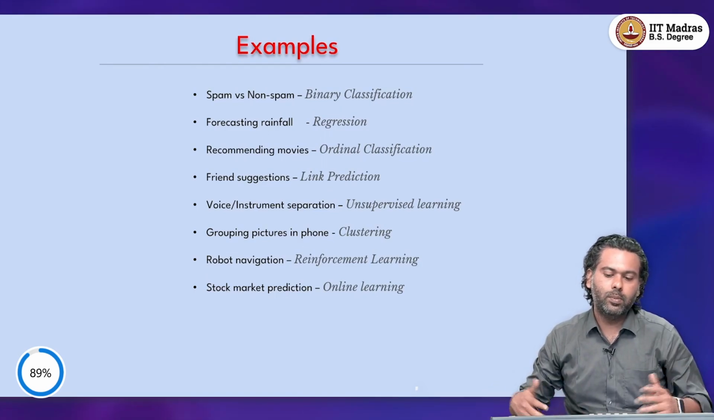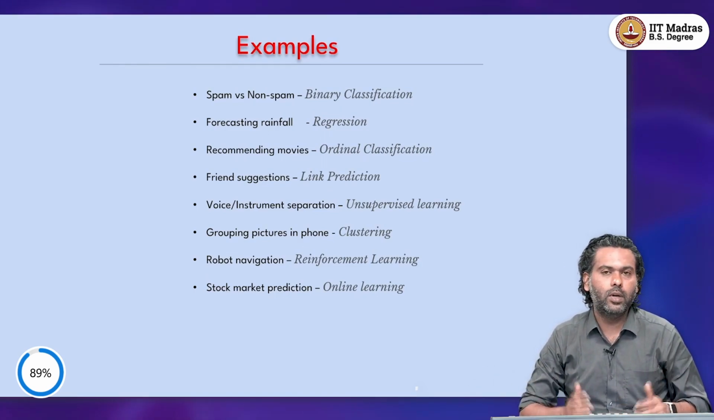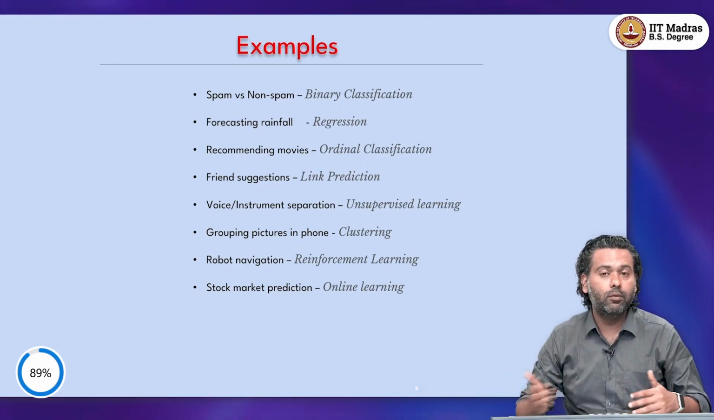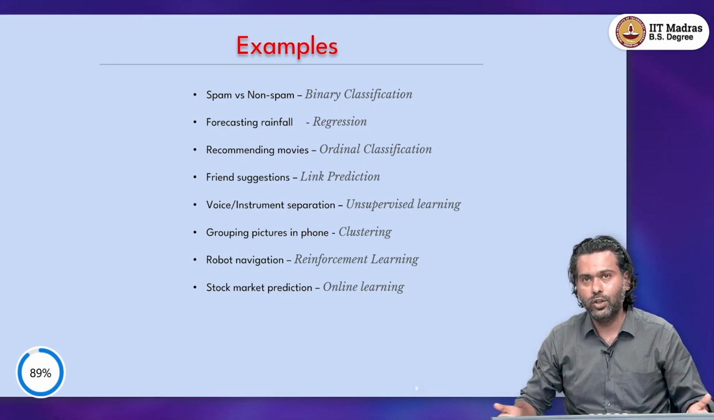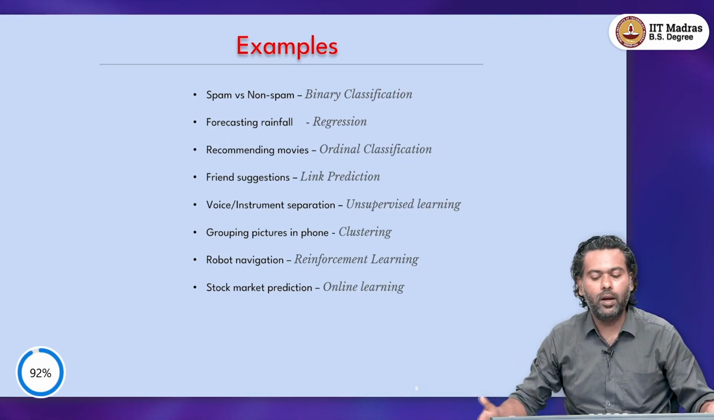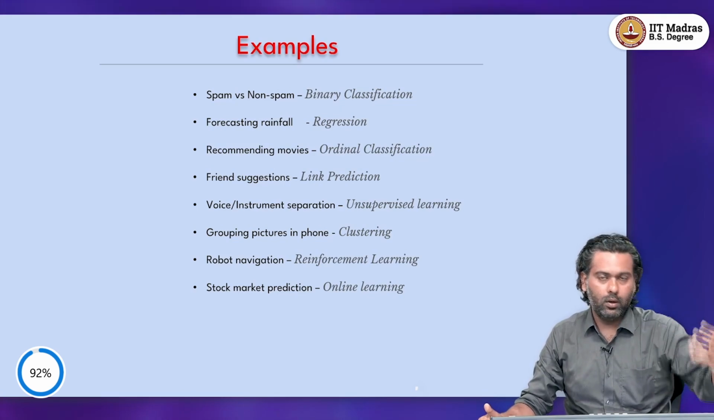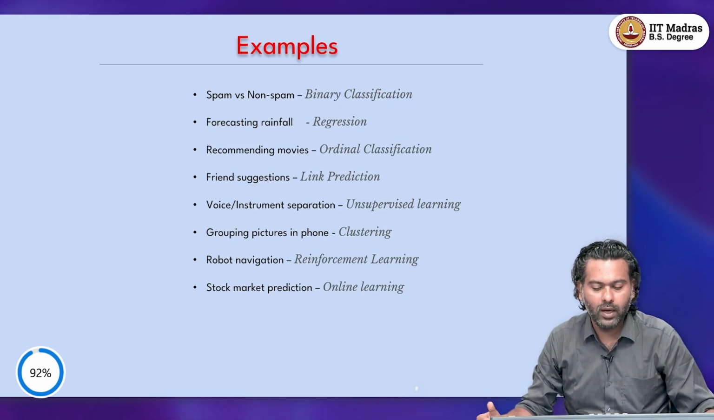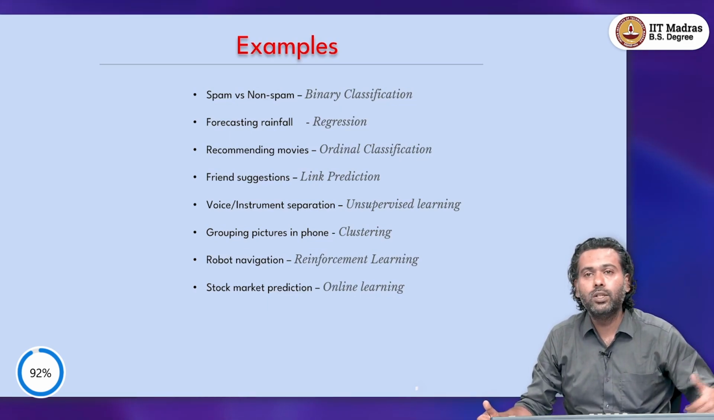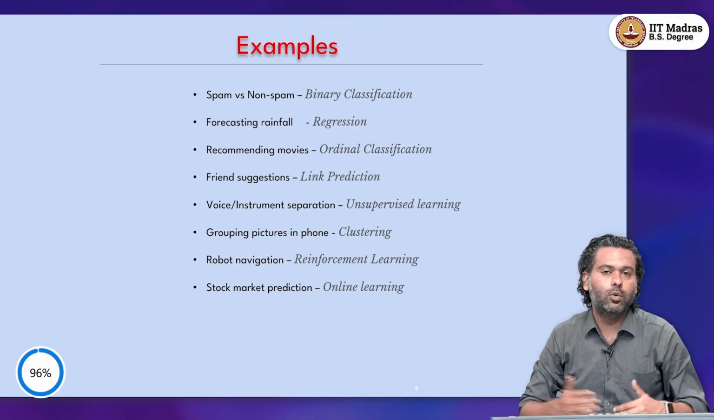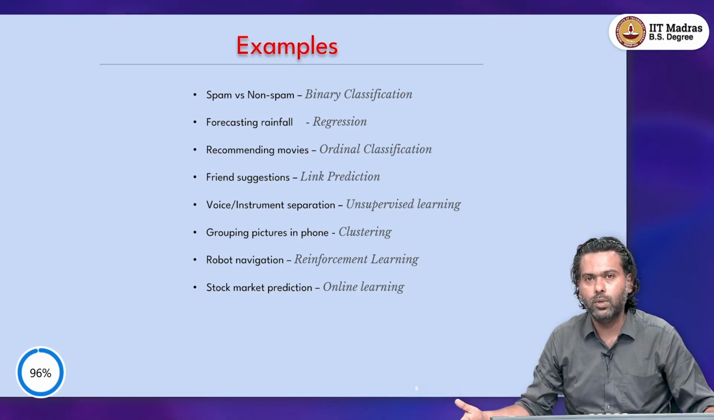Spam versus non-spam is a binary classification problem. Rainfall is a regression problem. Movies is an ordinal classification. Friend suggestion is what is called link prediction. We didn't talk much about that earlier, but that's another type of paradigm of learning, and I will let the live session instructors discuss more about that. The voice instrument separation is an unsupervised learning problem. Grouping pictures is a clustering problem. Robot navigation is what is called reinforcement learning.